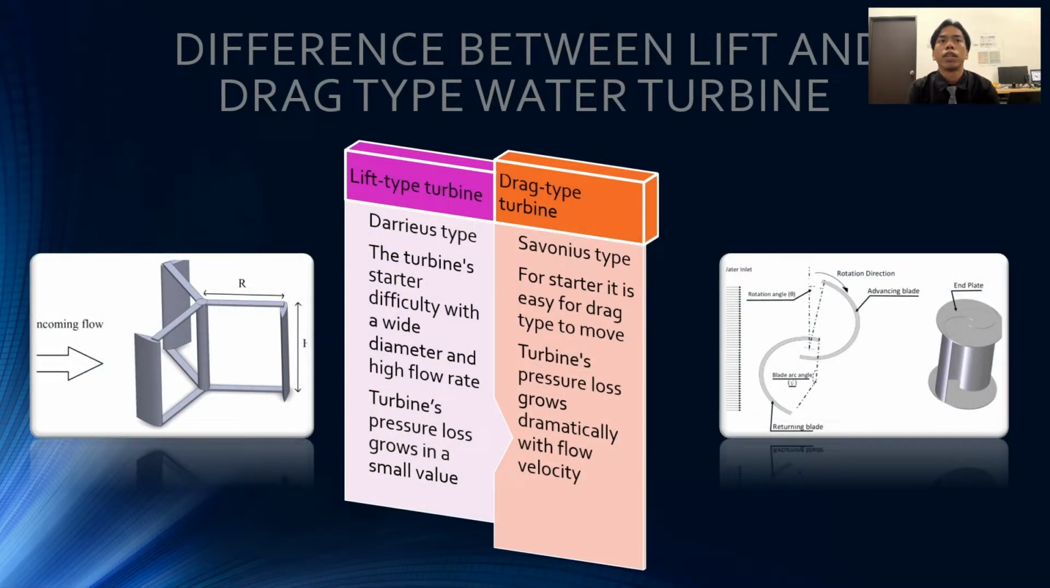Okay. Next, for the difference between lift and drag type water turbines. For the lift type turbine, starting is difficult with a wide diameter and high flow rate. For the drag type, starting is easy; it is easy for the drag type to move.